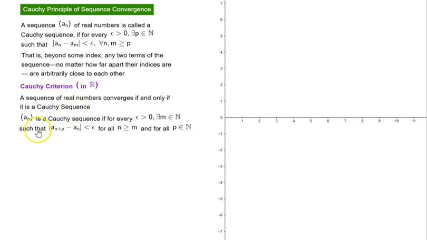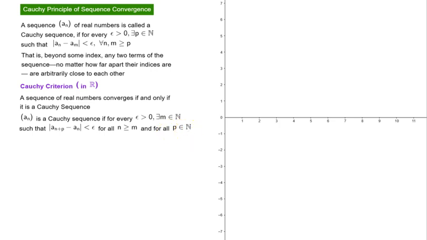So the statement for that is: the sequence a sub n is a Cauchy sequence if for every epsilon greater than 0, there exists m in natural numbers such that the distance between a sub n and any other later term is less than epsilon for all n greater than or equal to m and for all p in natural numbers.